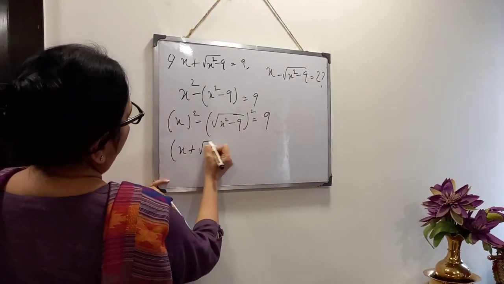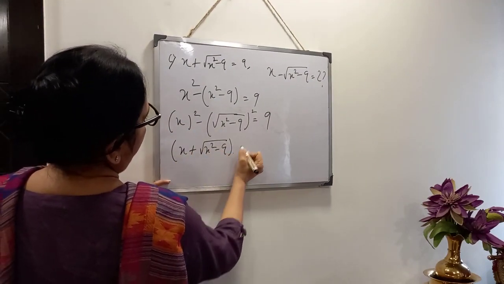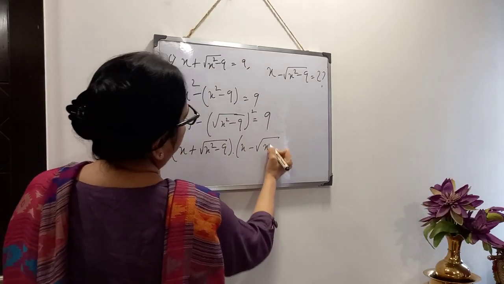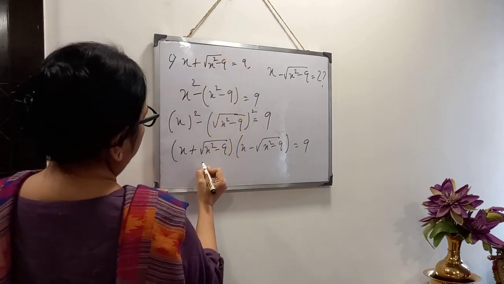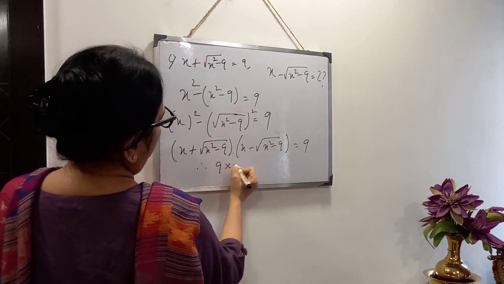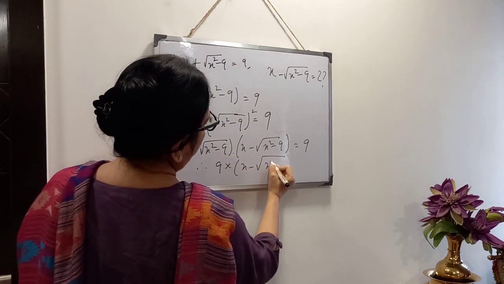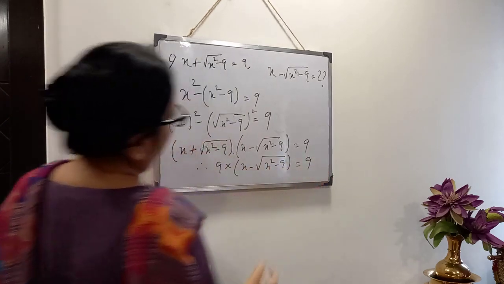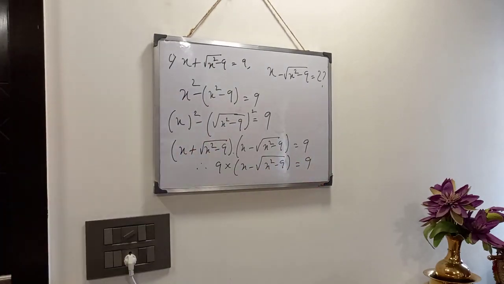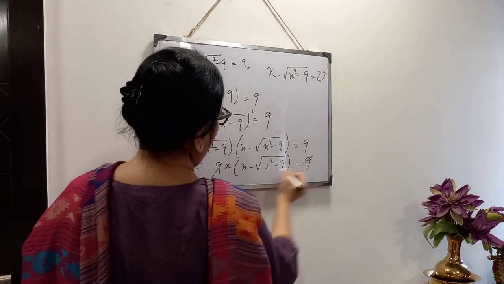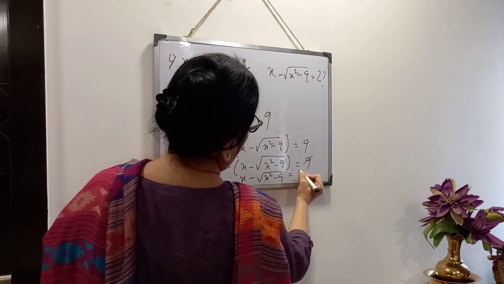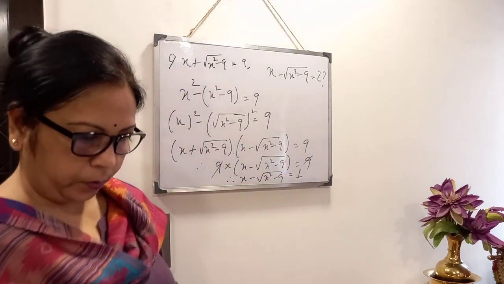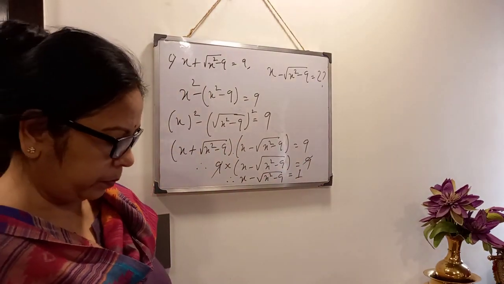So a plus b into a minus b. Now this value is given 9, so I can put 9 here. x minus root over x square minus 9 equals 9. Now see the steps. Now this and this we cancel out. Therefore x minus root over x square minus 9 equals 1. Clear? This is a very interesting sum.